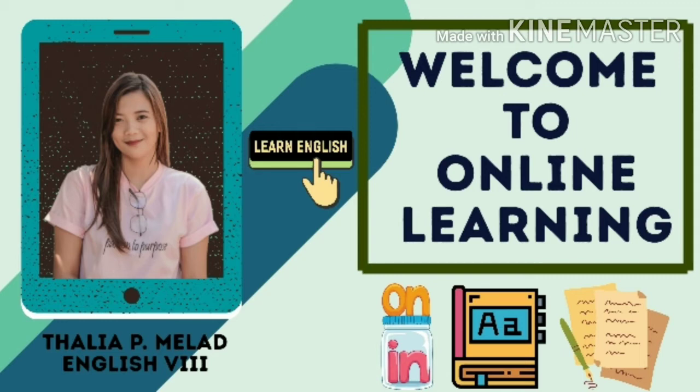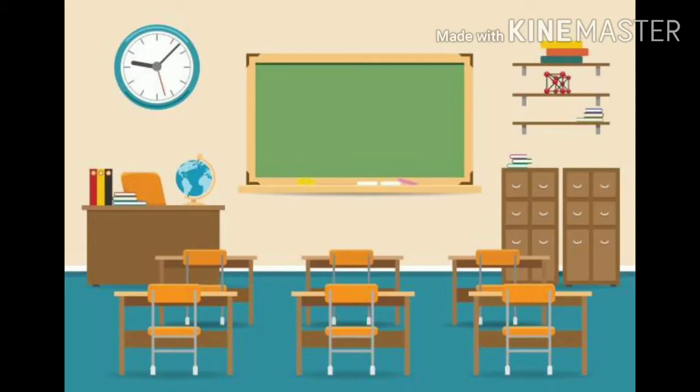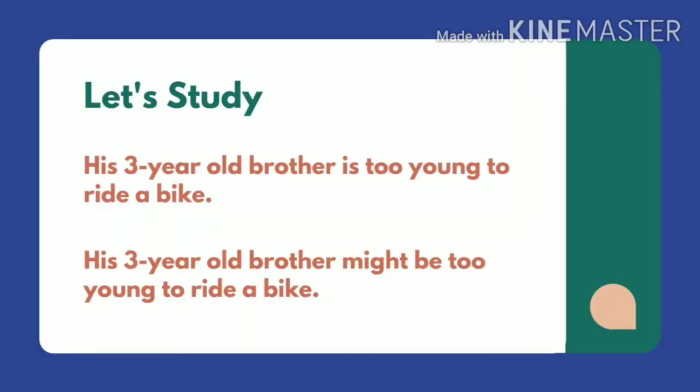Let's start. Get your pen, paper, and self-learning module. Let's study the sentences below. His 3-year-old brother is too young to ride a bike. His 3-year-old brother might be too young to ride a bike. What have you noticed on the two sentences? Do they have the same meaning?